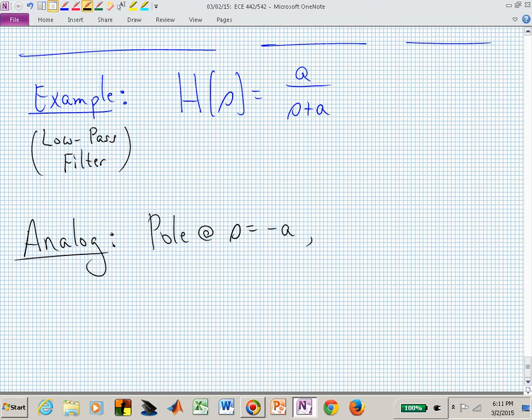Do you have any finite zeros? Any finite values of s that cause the total thing, H of s, to equal 0? Now you're looking in the numerator and you're saying, do I see any s's in that numerator that will cause the numerator to go to 0? That would cause the whole thing to vanish. There are no finite zeros.